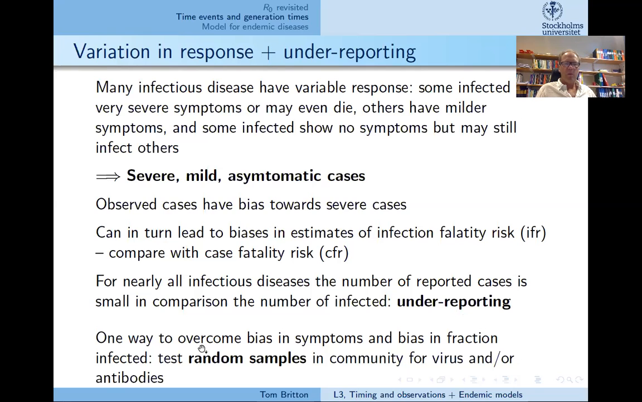We know what fraction have been reported, but it's much harder to know how many have not been reported. One way to do this is by testing individuals from a random sample, and I think this has been used too little during the COVID-19 epidemic in Sweden. So you pick random samples in the community and you test if they carry the virus or if they carry antibodies indicating that they have been exposed to the disease earlier.